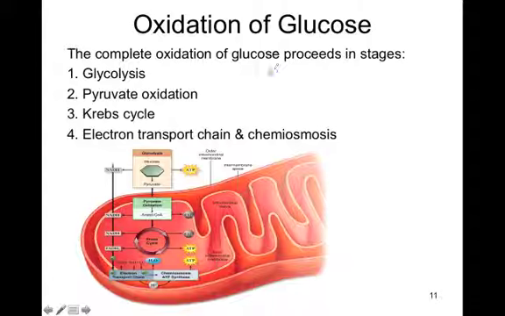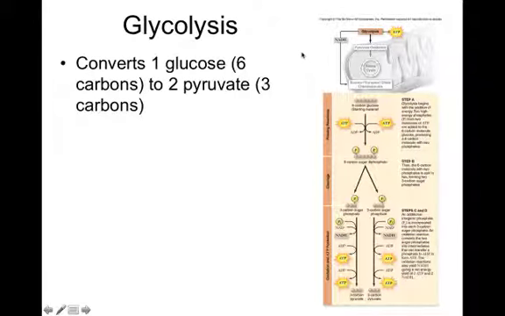For each of these different processes, there are 3 things that we're going to track. The first of which are the carbons. In addition to carbons, we're going to track electron carriers like NAD and FAD. And the third thing that we'll keep track of are ATPs. So always remember, these are the 3 things that we must track through each of the different phases of the oxidation of glucose. Let's begin by looking at glycolysis.